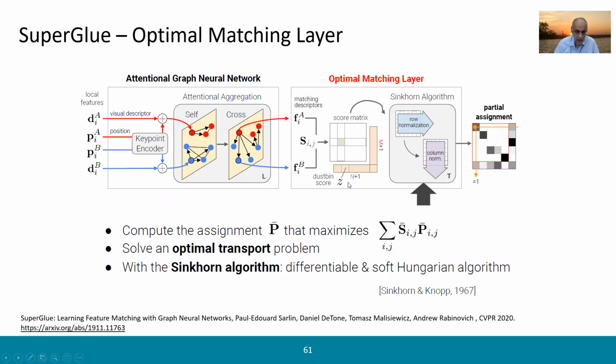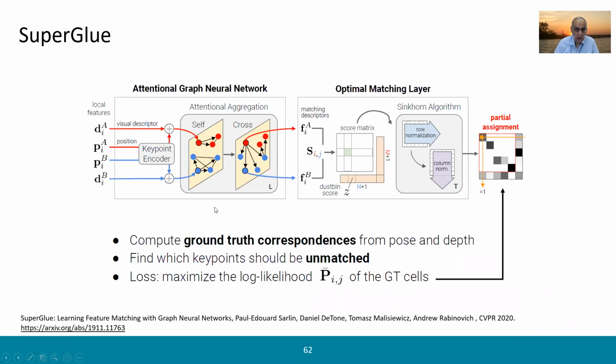And then, as I said, these matching descriptors are fed to the score matrix with dustbins, and then you use the Sinkhorn algorithm to come up with these partial assignments, and this whole thing is differentiable. And using these partial assignments, they can come up with the correspondences, and they train it by computing ground truth correspondences. So given the correct pose and depth, they compute ground truth correspondences, and they train it by matching to these ground truth correspondences.